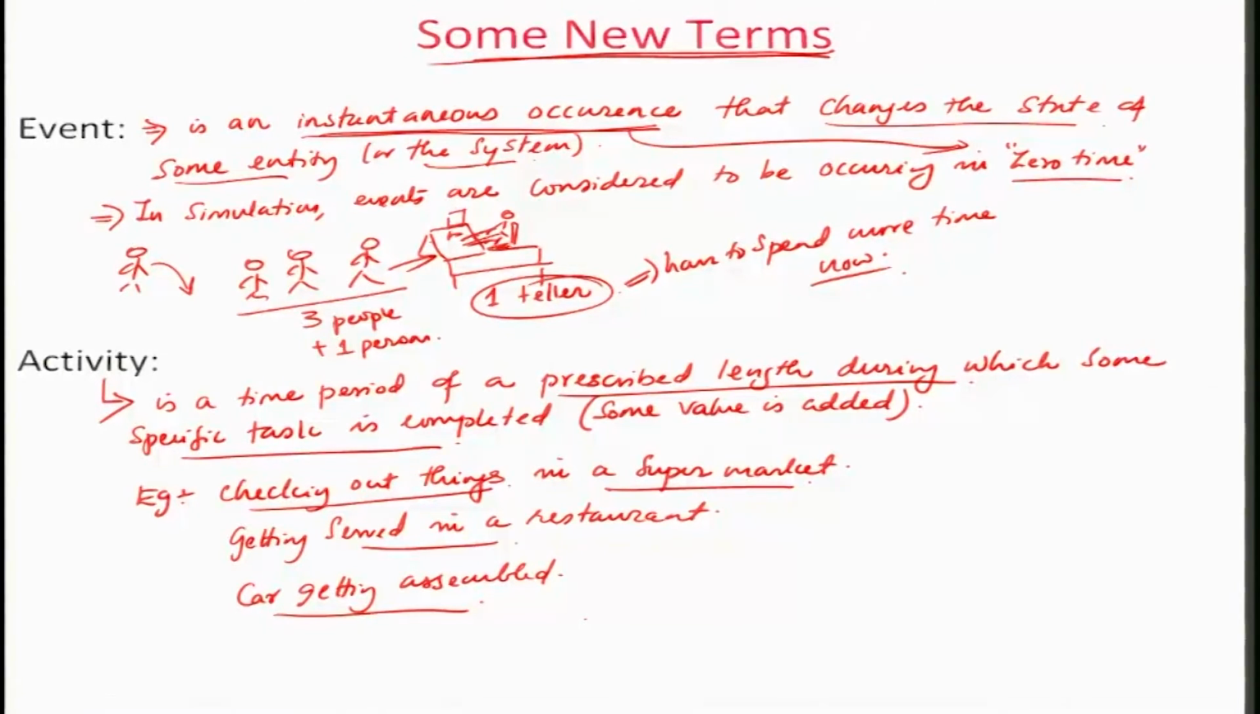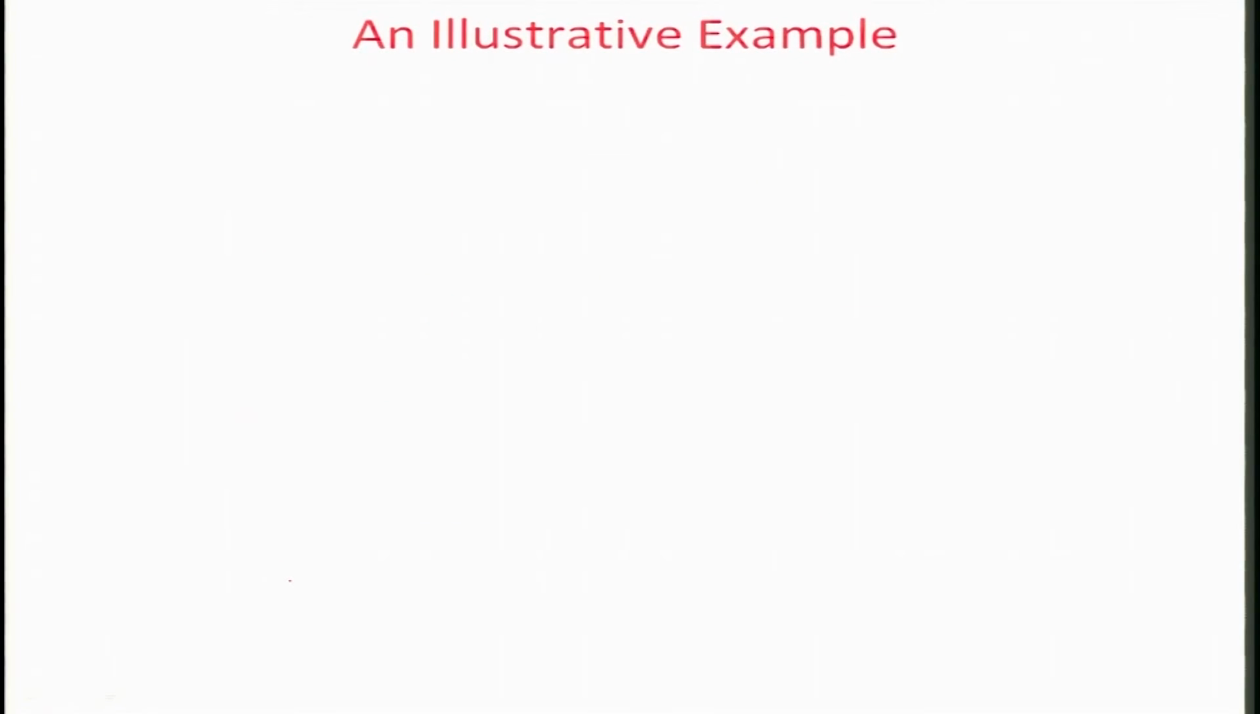So, we now know what is an event, and we also now know what is an activity. An event is an instantaneous occurrence that changes the state of the entity, and an event is always considered to be occurring in 0 time. Whereas an activity has a prescribed length of time during which a specific task is completed. Some people say that a value is being added to the system. Even if no value is added, it is still important because a specific task gets completed. So, let us take a simple illustrative example.